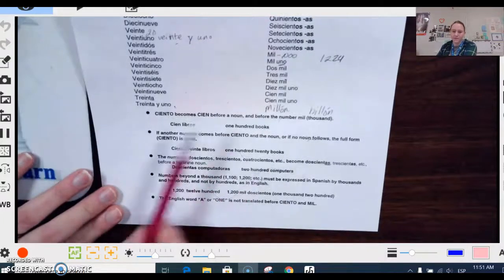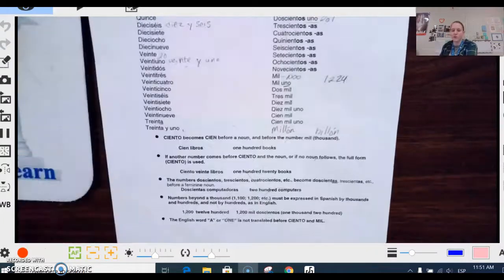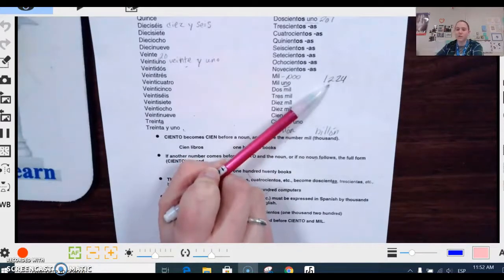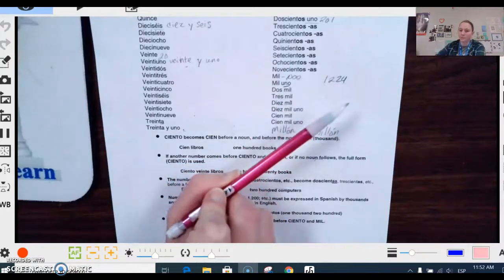And then we have some extra info. Sorry about all the random marks on here. Numbers higher than 1,000 cannot be expressed by like doce cientos for 1,200. We can't say that. So on this number up here, I couldn't say doce cientos veinticuatro. I have to say mil doscientos veinticuatro.